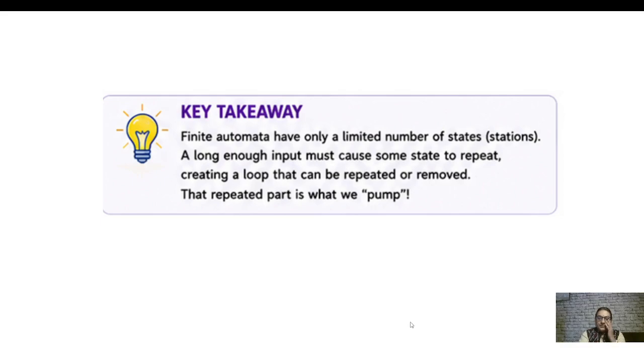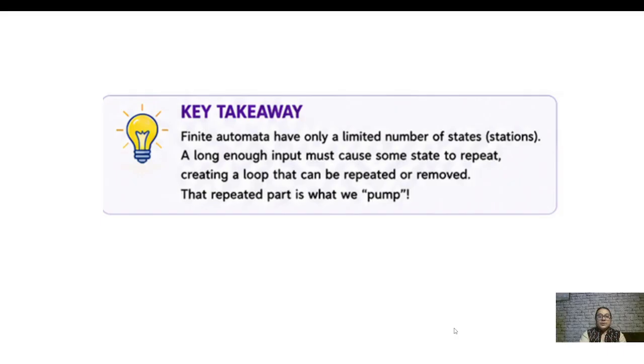So, what have we really learned today? The pumping lemma is not magic. It is simply a consequence of one important fact. A finite automaton has only a finite number of states. So whenever the input becomes sufficiently long, the automaton must revisit a state. A repeated state creates a loop. That loop can be repeated, removed, or traveled multiple times without changing the acceptance of the string. That is why every regular language satisfies the pumping lemma.